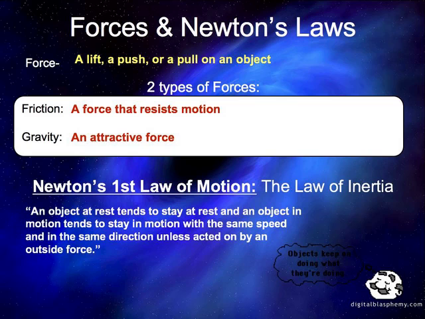So let's talk about one of Newton's laws. The law of inertia. Newton's law of inertia says an object that's at rest will stay at rest. And an object in motion will stay in motion. So, for example, Matthew's pencil here. It's at rest, correct? And it's going to stay at rest unless acted upon by another force. And then it moves.